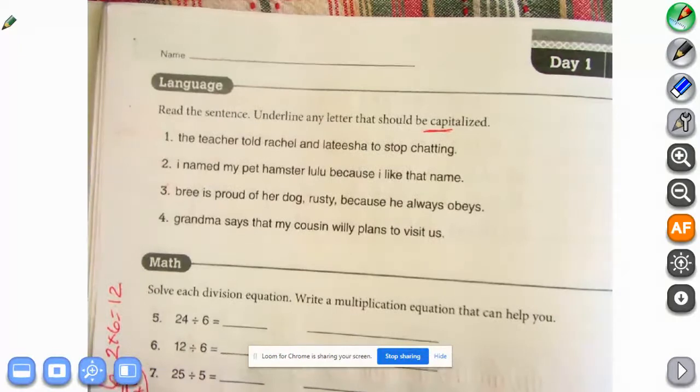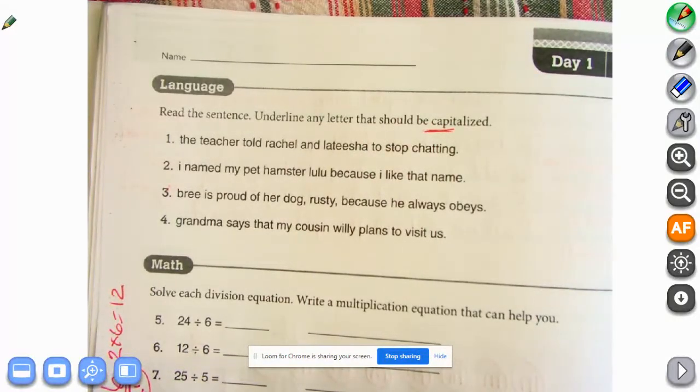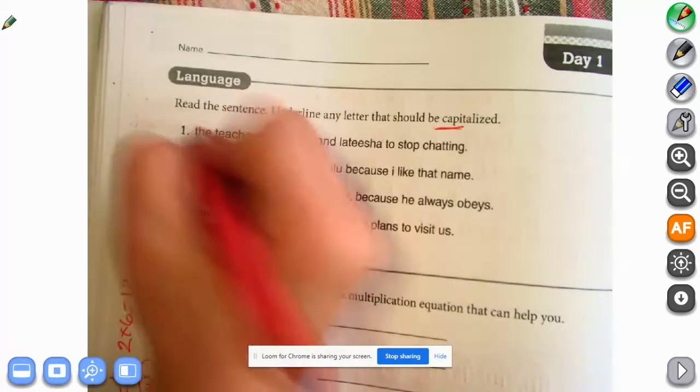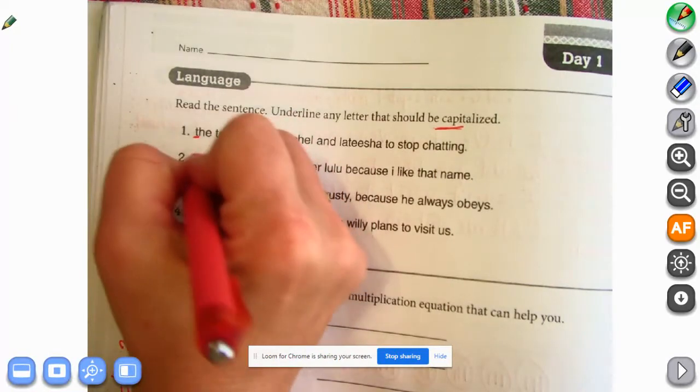All right. So yesterday we were talking about words that should be capitalized. And we've been talking about common and proper nouns. So it says, read the sentence. Underline any letter that should be capitalized. So I always know that the beginning of a sentence, the first letter has to be capitalized. So right away, I can go underline the T and the I.